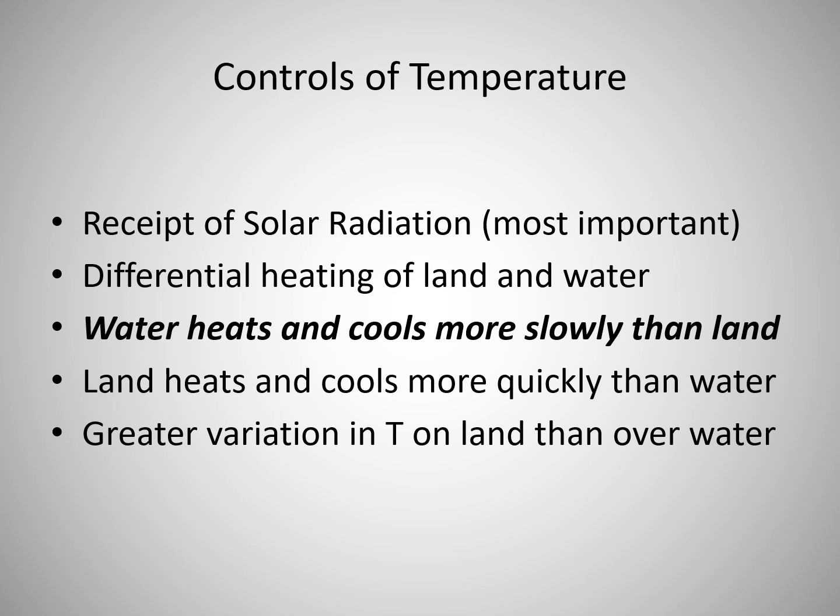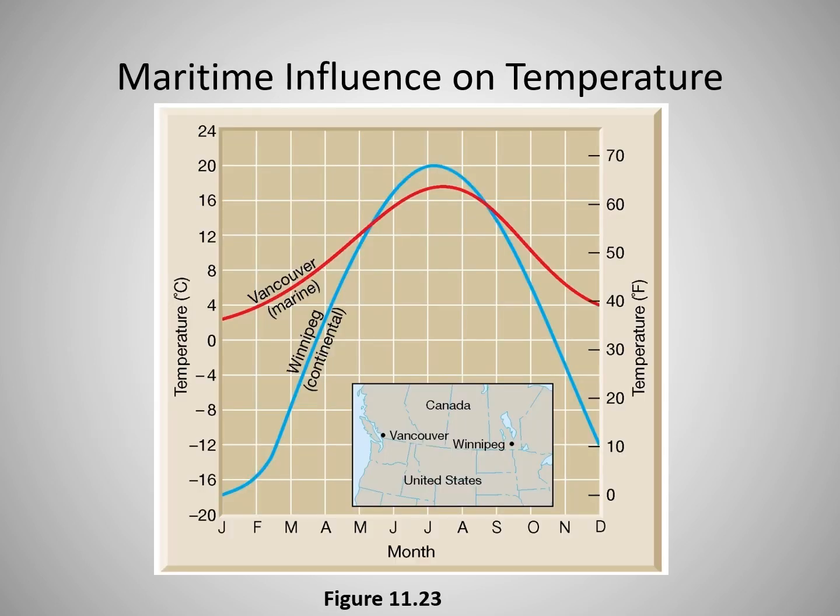So here's how it goes. Water will heat up more slowly than land, but will also cool more slowly than land. And of course, the opposite is true. Land will heat more quickly than water, and land will cool more quickly than water. So there's greater variation in temperature, say throughout the year or throughout the day, over our continents than over our oceans.